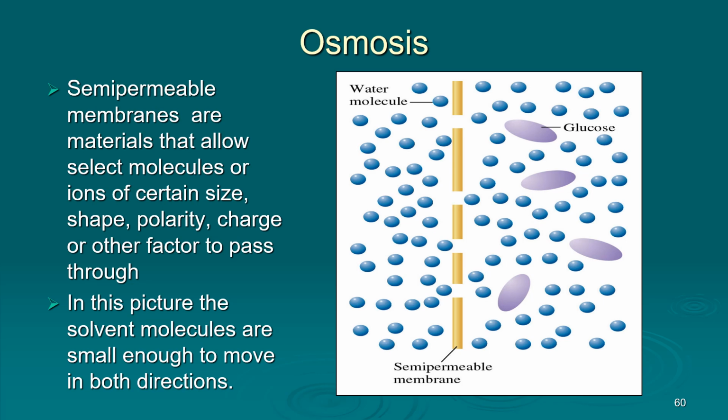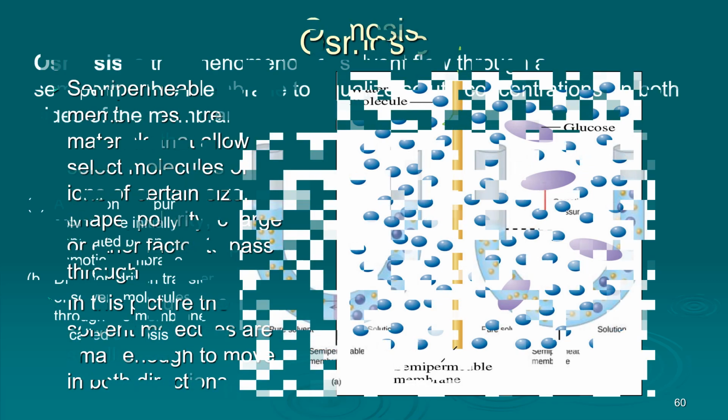But anyway, if we have a semi-permeable membrane, so that's what we see right here. A semi-permeable membrane is one that allows some materials to flow through, but keeps others from passing through. So you can see here that the water molecules are small enough to pass through. However, these glucose molecules will get stuck on one side. You can have flow in both directions for the water, but glucose stays where it is. So what's going to happen? Osmosis takes place. So let's go to the next slide.